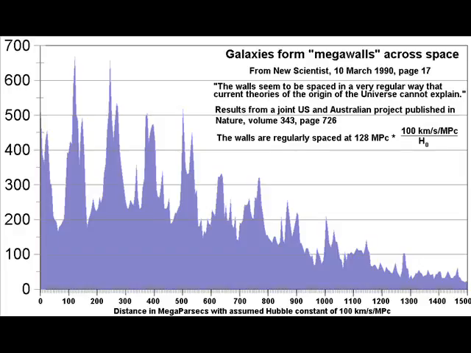This graph shows megawalls across space, similar to megacycles in geology. The walls are spaced very regularly and were determined by a joint US and Australian project and the report published in Nature. It gives the distance between these walls as 128 megaparsecs divided by h0. This means that they have to allow for the uncertainty of the Hubble constant to determine what the actual spacing is. With the most accurate Hubble constant that has been determined more recently, this translates into light years as 588 million light years.